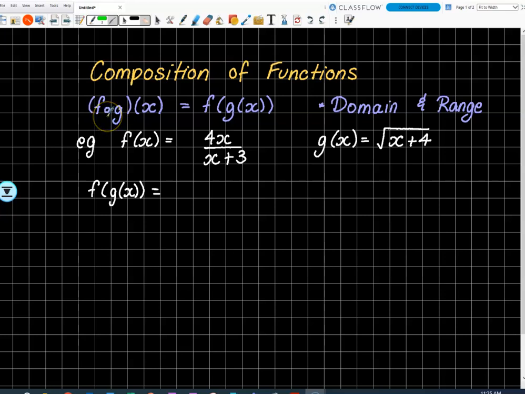I call that f o g. If you see f with a little open dot g, that just means f of g of x. And what does that mean? It means whatever g of x is, wherever x is in your f function, replace it with that thing.